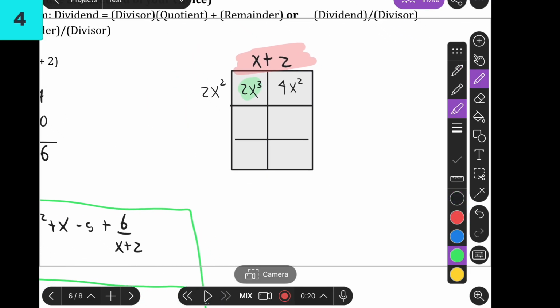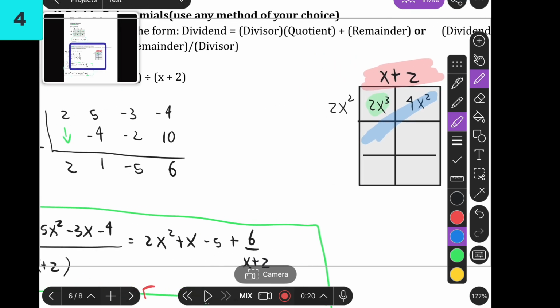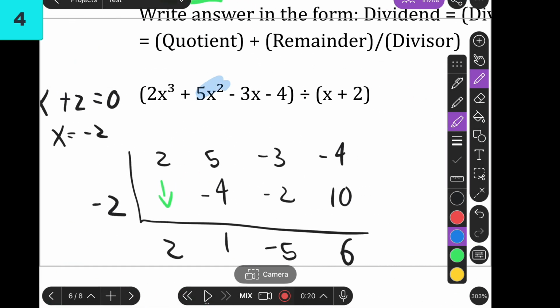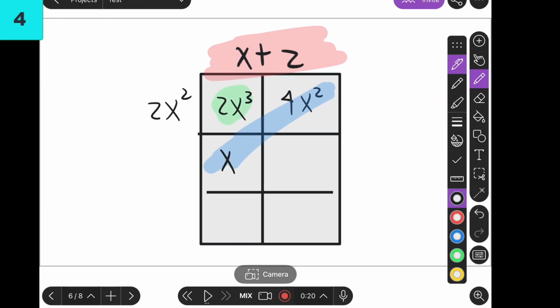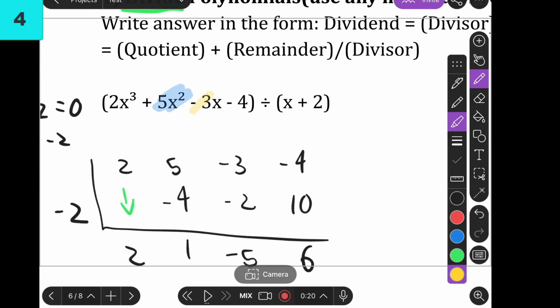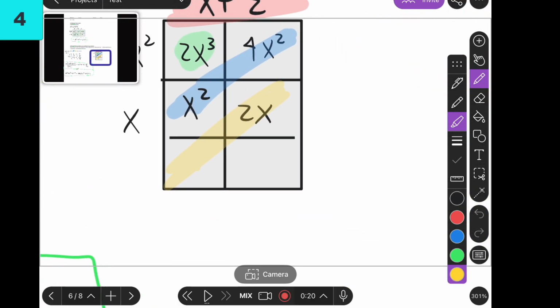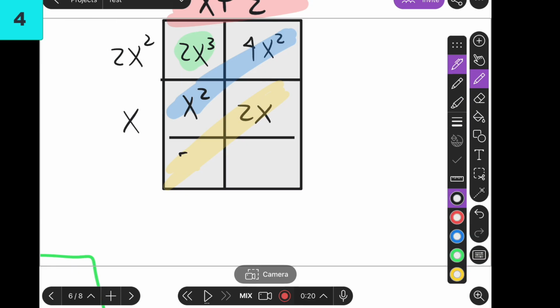Now I have to figure out what goes on the diagonal. To figure that out, I look at my second term, which happens to be 5x squared. So that means this has to be x squared, because they add up together to get 5x squared. So that means this has to be x, which means this is 2x. Same idea. I want to figure out what this diagonal is. It has to add up to negative 3x, which means that this is negative 5x, which means that this is negative 5, which means that this is negative 10.